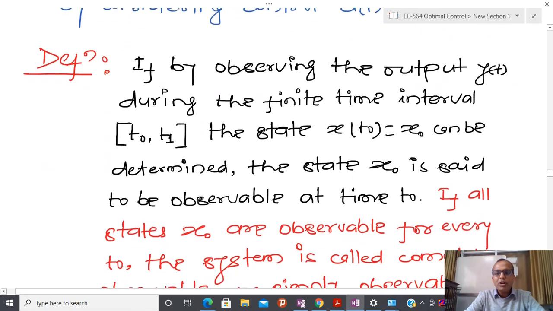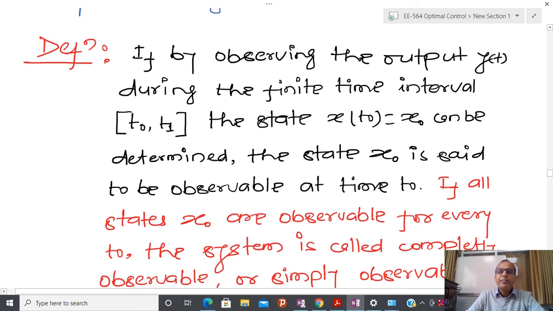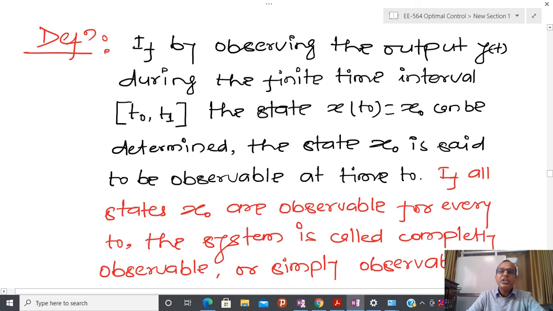Now the definition of observability: if by observing the output y(t) during the finite time interval t0 to t1, the state x0 at t0 can be determined.